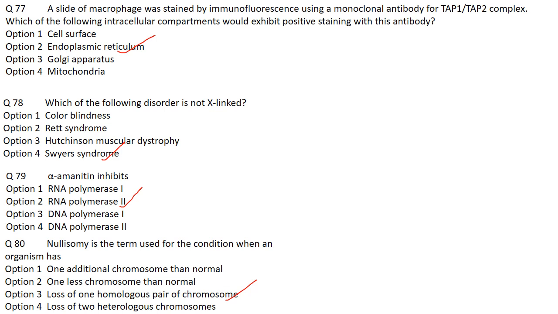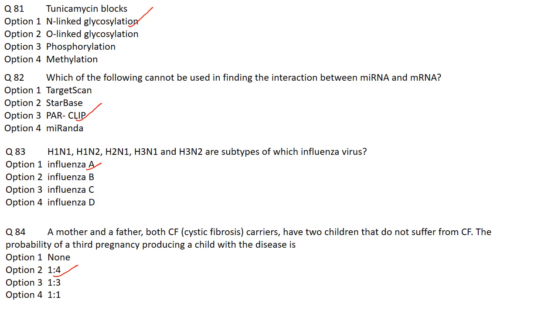Answer is option 4. Alpha amanitin inhibits, so it inhibits RNA polymerase II. Answer is option 2. Nullisomy is the term used for the condition when an organism has loss of one homologous pair of chromosome. Nullisomy is 2n minus 2. So loss of one homologous pair of chromosome. Answer is option 3. Then next one.